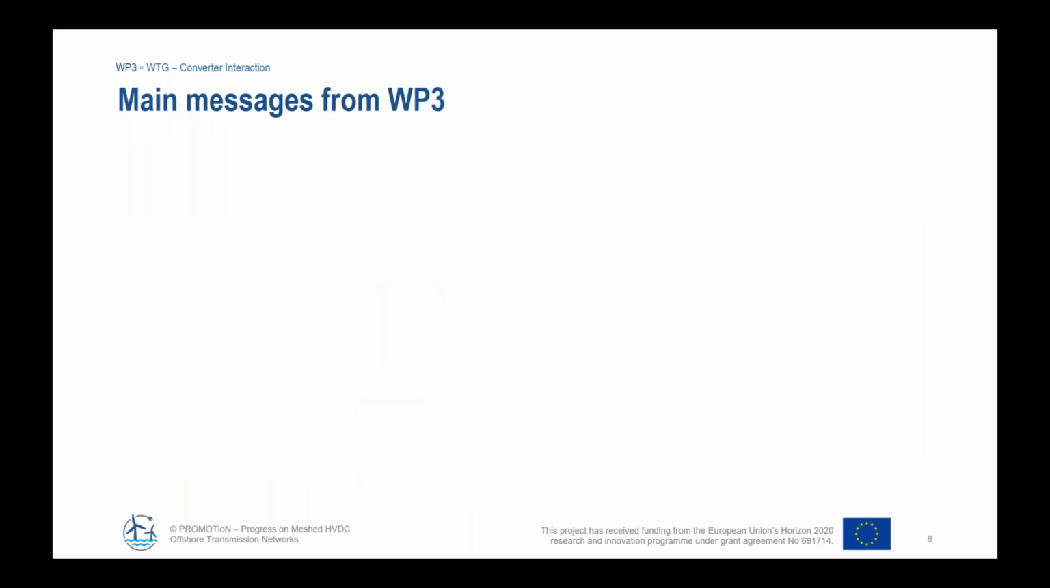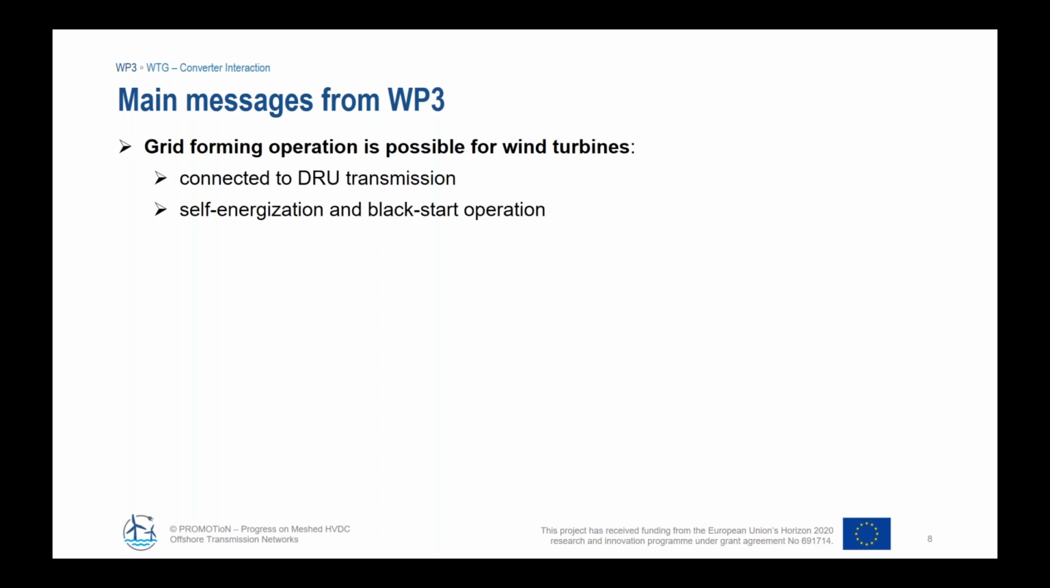Now, before you move on to watching the rest of the videos, which will go into the technical details of the work and present the results, I would like to bring you the main messages for work package 3. So first of all, grid forming operation is possible for wind turbines, and we've tested that both in a scenario where they are connected to a diode rectifier transmission unit, but also when we are looking at self-energization and black start operation, so trying to energize also the onshore network.